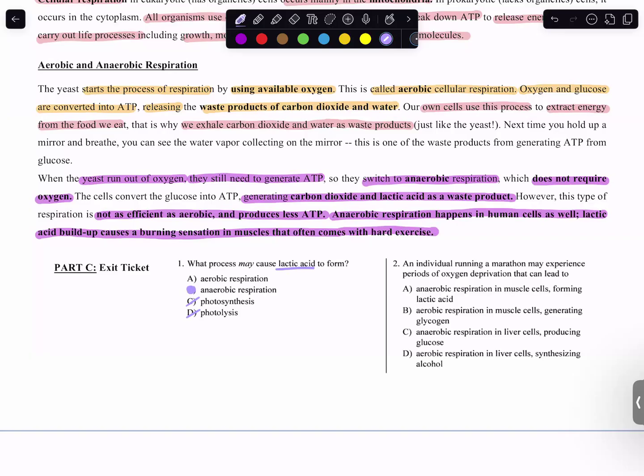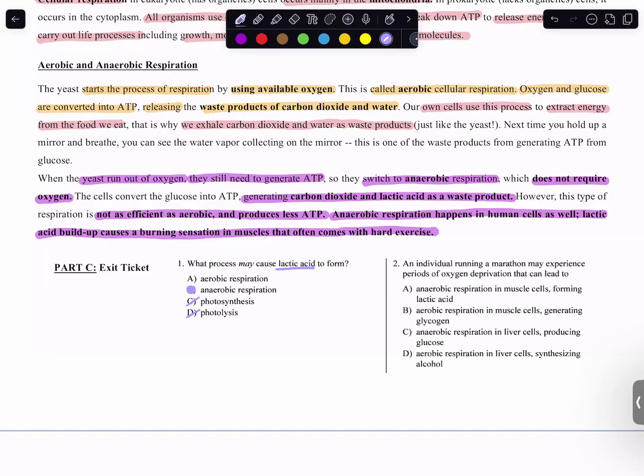I like to think of lactic acid as having a sound bite in it known as lacking, right? Lactic acid, lacking. I would think lactic acid equals lacking oxygen, right? That's how I kind of remember that. And then we look at number 2, it says an individual running a marathon may experience periods of oxygen deprivation that can lead to, right? So deprivation just means a lack of, right? So if we're talking about a lack of oxygen, I know that whatever my answer is has to be anaerobic respiration because we literally just answered it in number 1 and we annotated it in our paragraphs here.